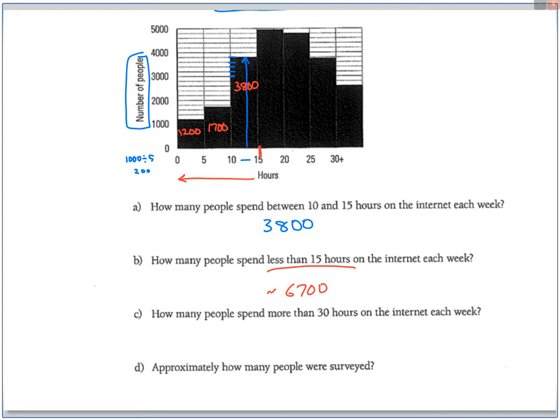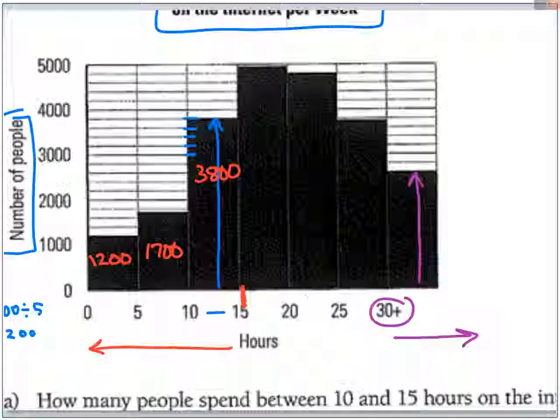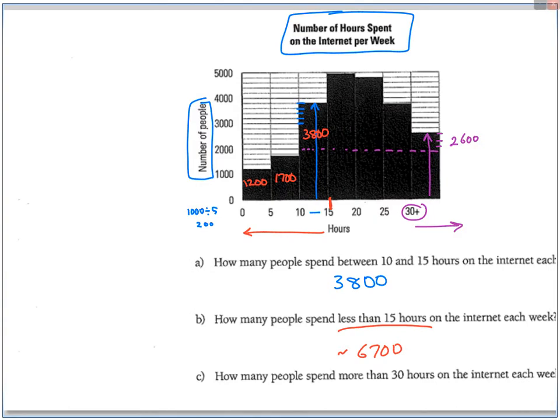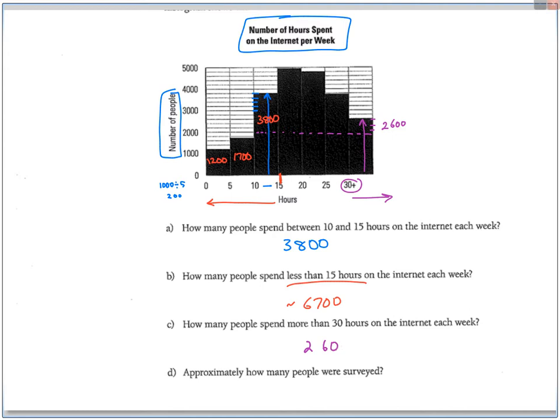All right, how many people spend more than 30? Okay, more than 30. So that's 30 this way. There's only one bar. So that's lucky. There's only one bar for that one. 2,000 is like cutting across there. 2,200, 2,400, 2,600. Do you agree with 2,600? All right. So 2,600 people. That's a lot of people on the internet.